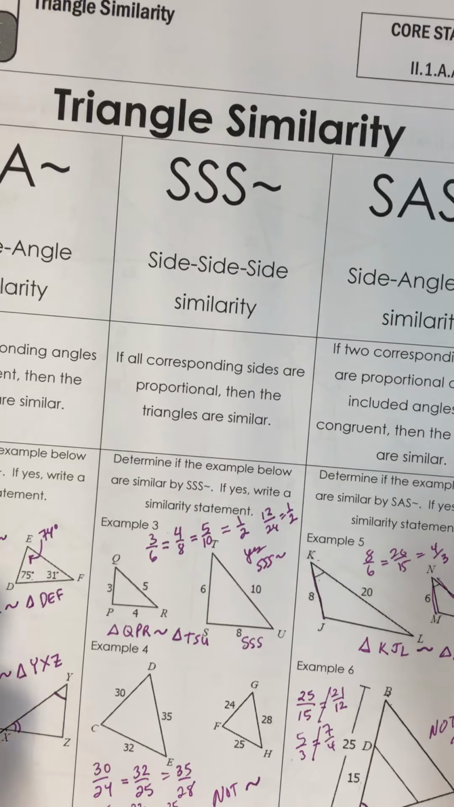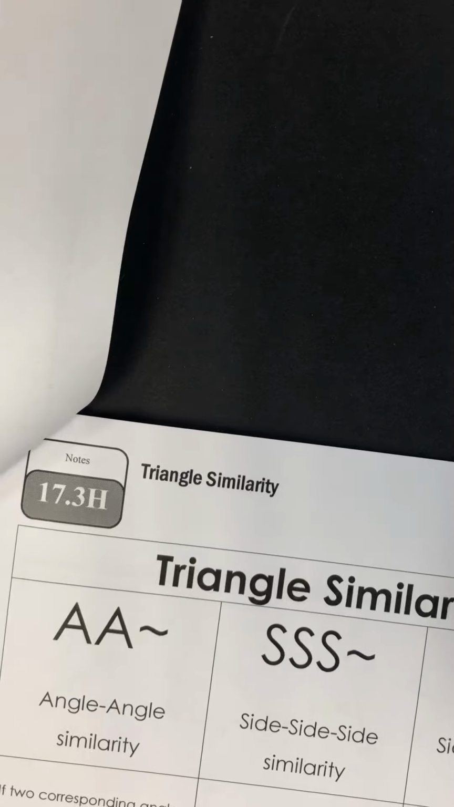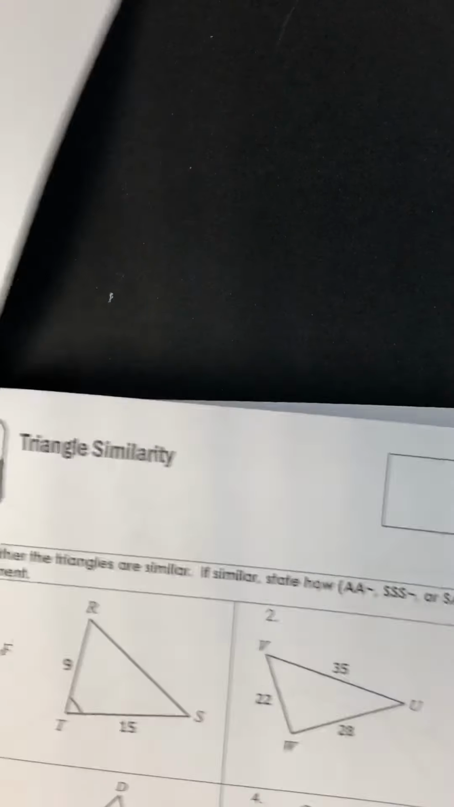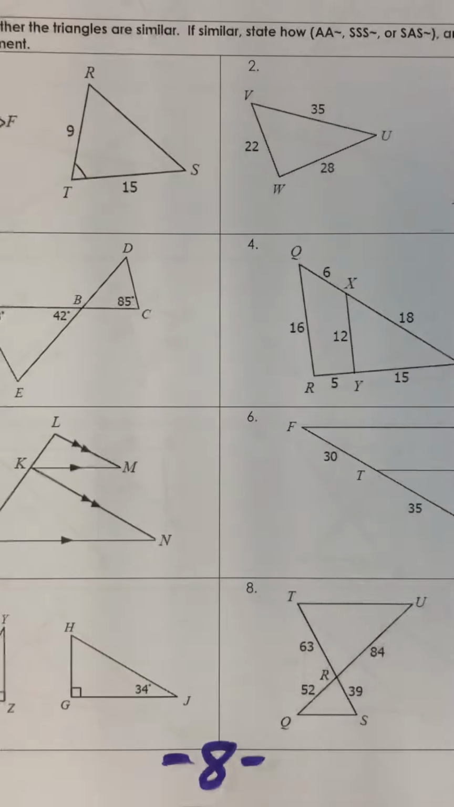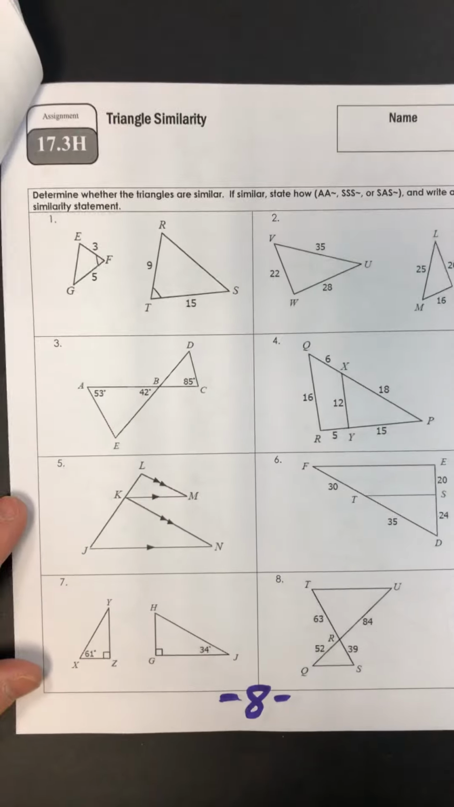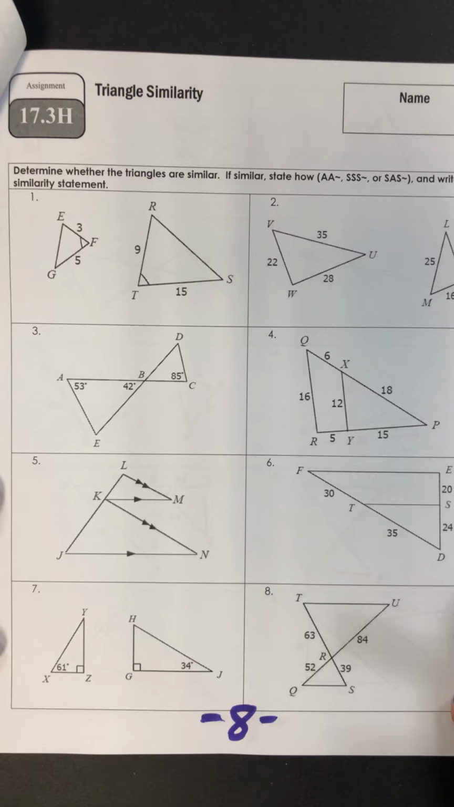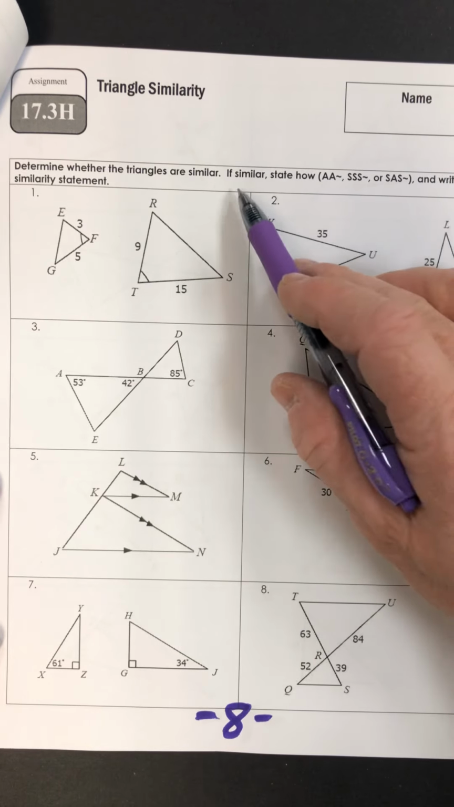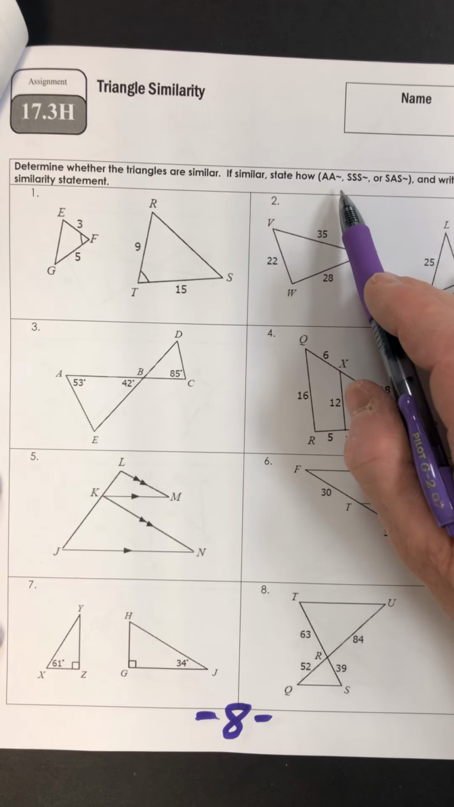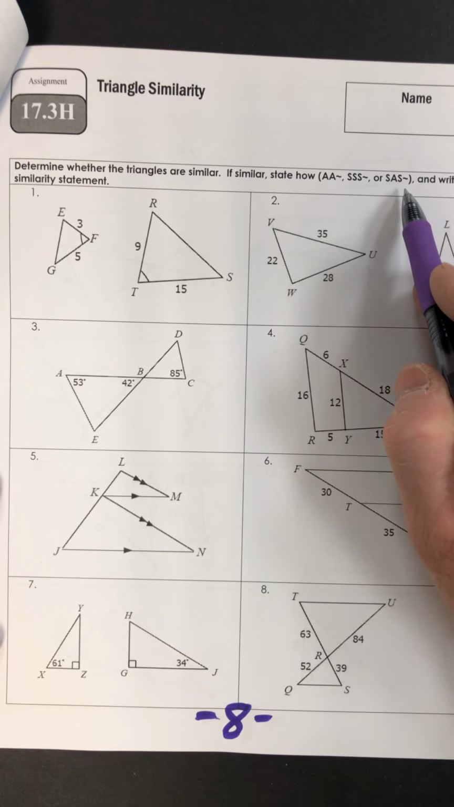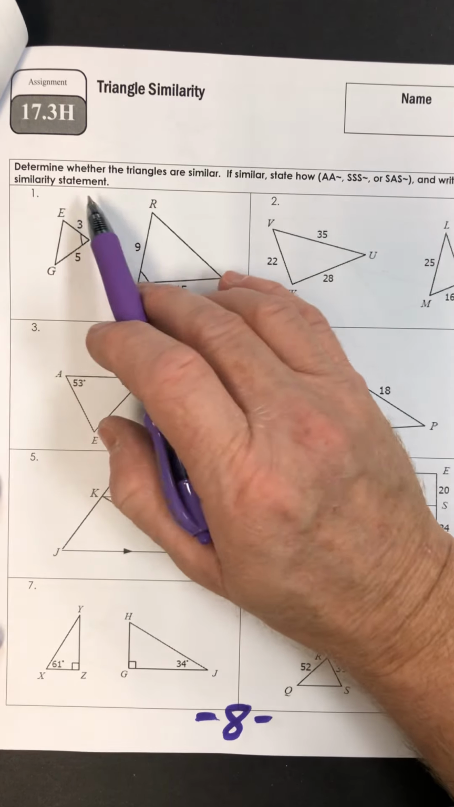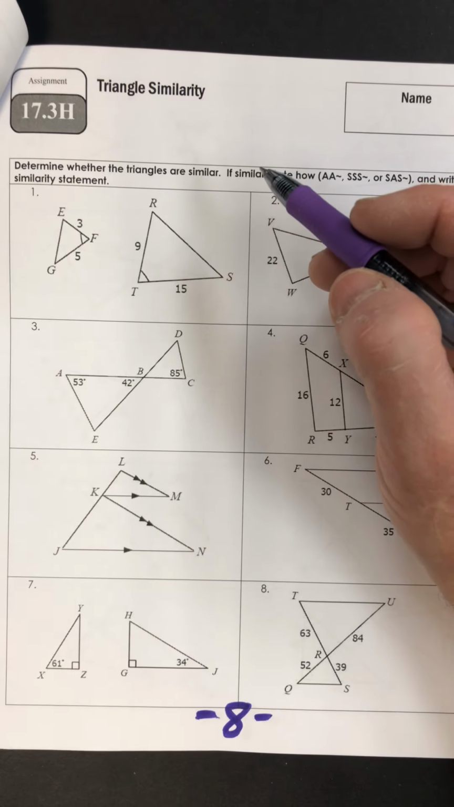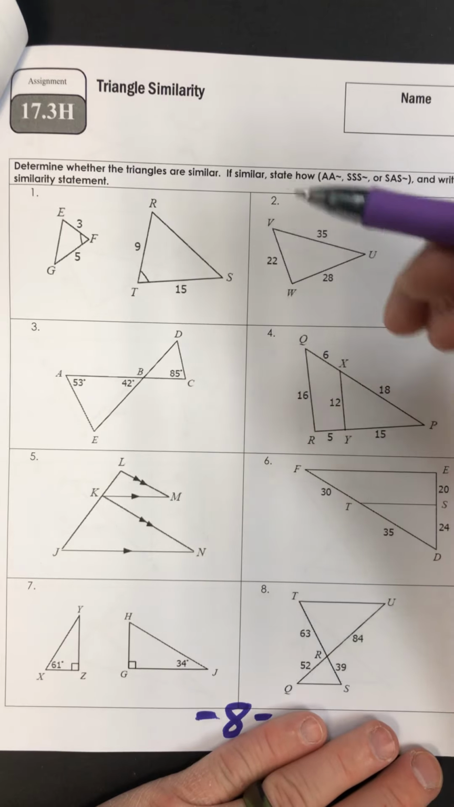Okay. On your assignment, same idea, okay? Determine whether triangles are similar. So it's a yes or no, and if they are, you write down which rule applies, okay? And then also write a similarity statement. Okay, so you do question 1.